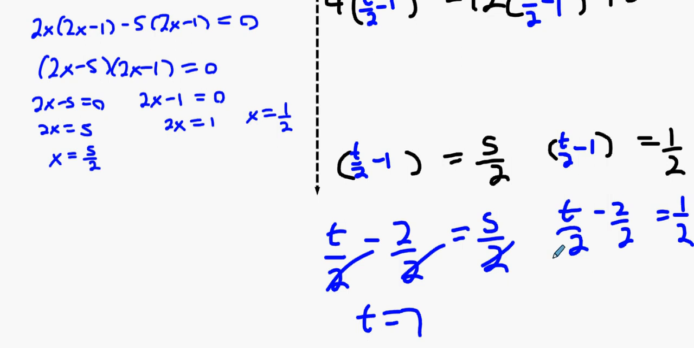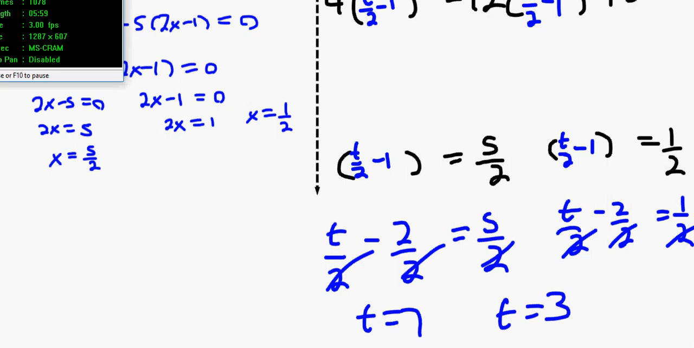What number take away 2 equals 1? 3. T equals 7, T equals 3. Hands up if you got them two.